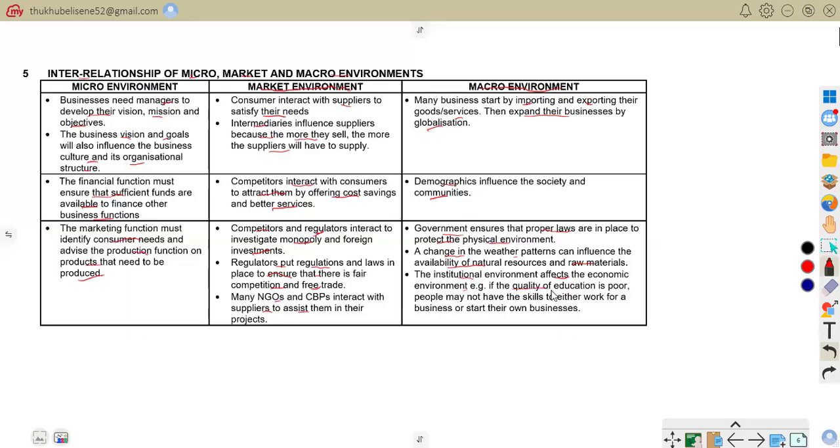Example, if the quality of education is poor, people may not have skills to either work for a business or start their own business. So we are saying education affects the economic environment. Skills determine how productive people can be. So for example, low education levels mean fewer skilled workers.